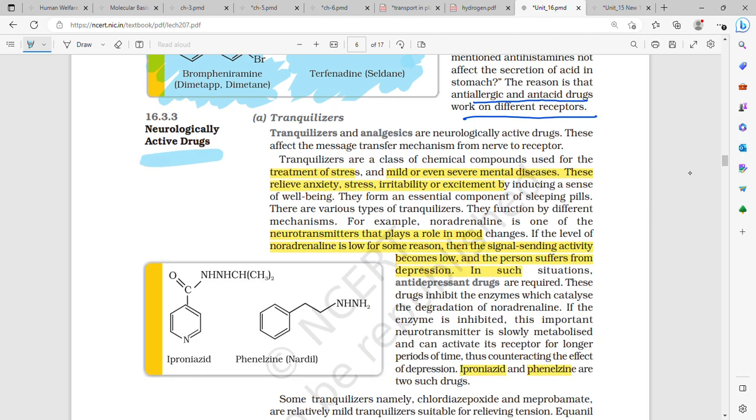Neurologically active drugs: tranquilizers and analgesics. They are neurologically active drugs. They affect the message transfer mechanism from nerve to receptor. Tranquilizers are a class of chemical compounds used for the treatment of stress and mild or severe mental diseases. They relieve anxiety, stress, irritability, or excitement by inducing a sense of well-being.